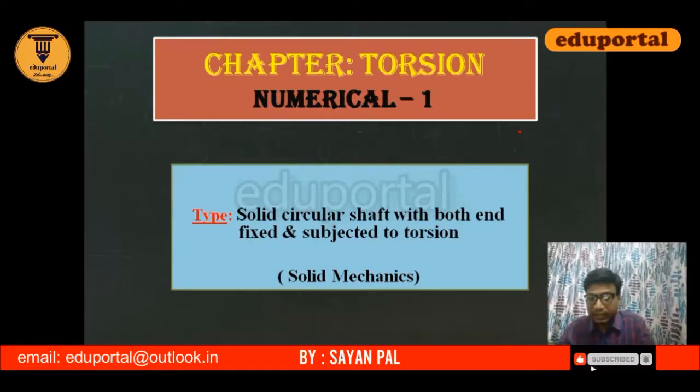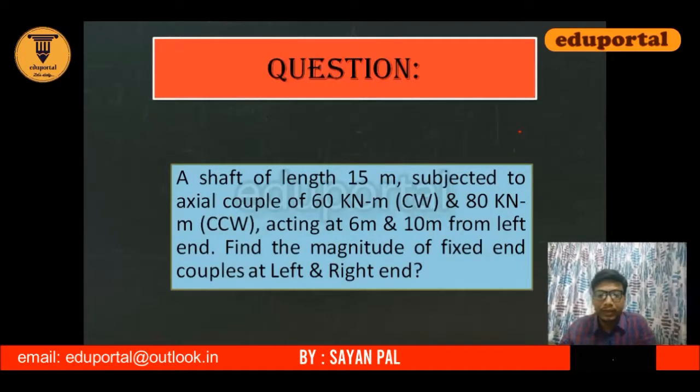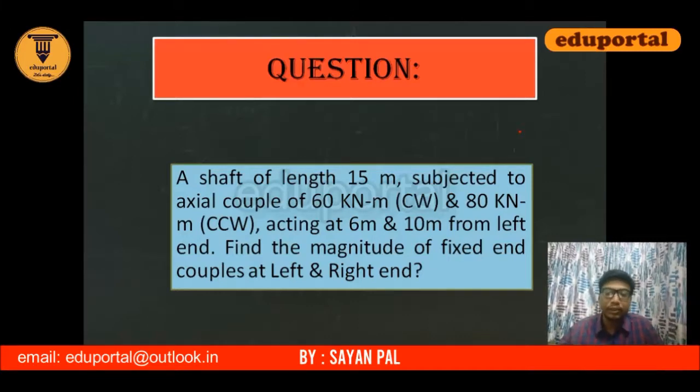The question says that a shaft of length 15 meter is subjected to axial couples of 16 kilonewton meter in the clockwise direction and 80 kilonewton meter in the counterclockwise direction, acting at a distance 6 meter from the left end and 10 meter from the left end. So we have to find out the magnitude of the fixed end couples. Okay, so this is the question.